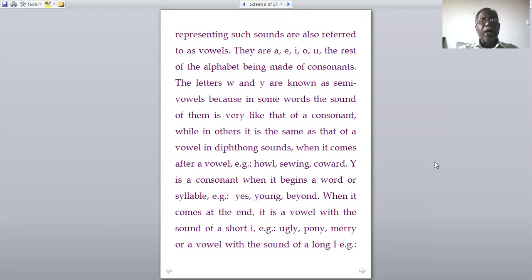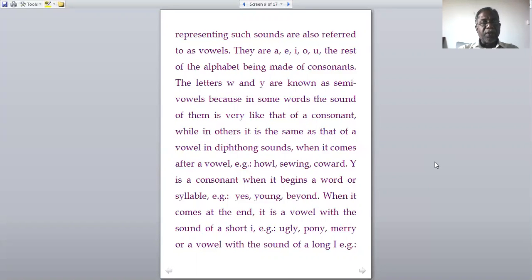The letters W and Y are known as semi-vowels. Out of vowels also, there is one more classification, semi-vowels. The best example for semi-vowels are two letters, W and Y. Because in some words, the sound of them is very like that of a consonant, there will be some resemblance, more or less the same, vowel and consonant. That's the reason why they have classified W and Y under semi-vowels, while in others it is the same as that of a vowel in diphthong sounds.